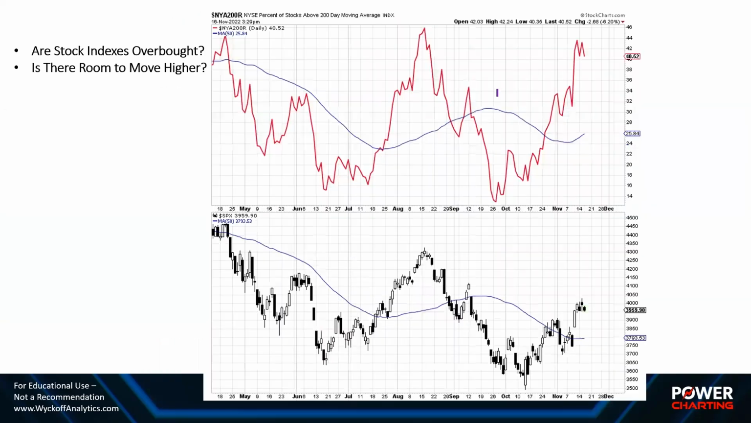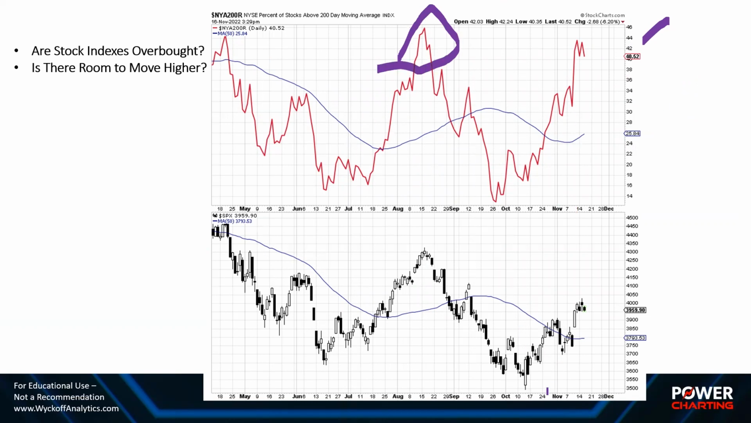So I ask the question, is this a characteristic of a market that is now becoming somewhat overbought? So let's move on and look at this indicator. This is the stocks above their 200-day moving average on the New York, and this indicator, through November 16th, is around 44%.